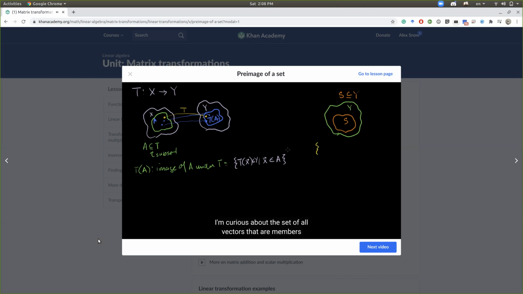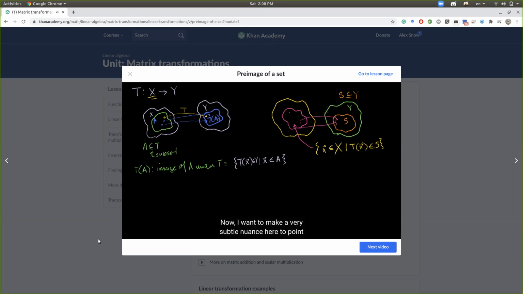I'm curious about the set of all vectors that are members of my domain, such that the transformation of those vectors ends up in my subset S. So what I'm saying is, look, if I take my domain, there must be some subset of vectors right here, where if I take any member of this set, it will map into these guys. And that's what I'm defining right here. This is equal to that guy. So I'm literally saying, all of the members of X where those members of X all map into S.